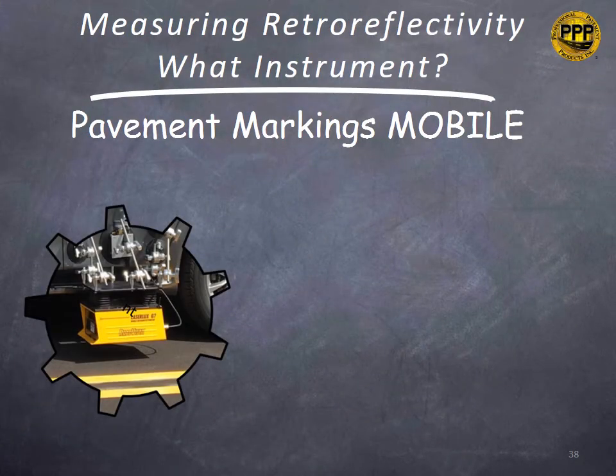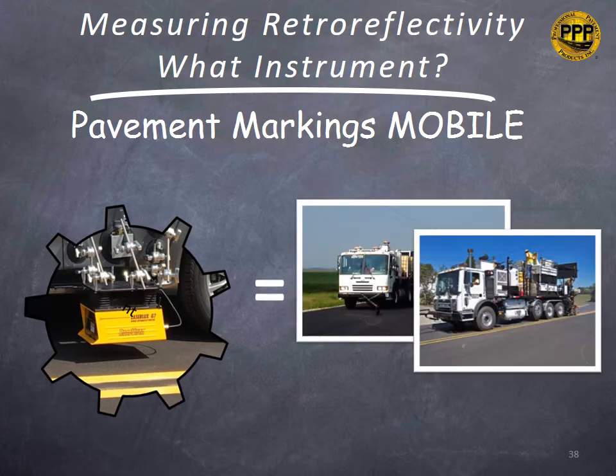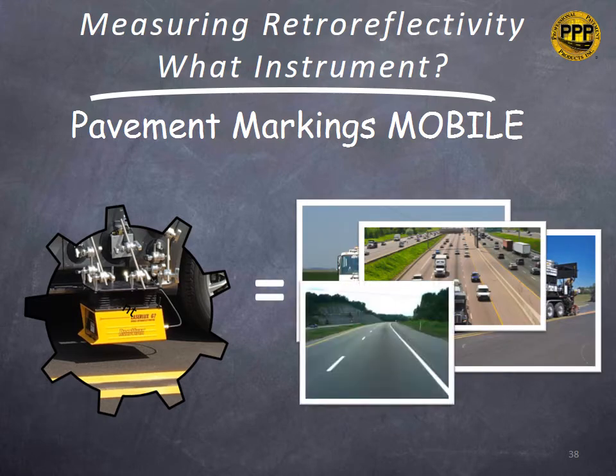The mobile pavement marking retroreflectometer is used to measure large quantities of pavement markings in the field. These devices take between 25 and 400 scans per second, allowing the measurement to be taken from a moving vehicle, making them great to test newly applied markings or determine the condition of existing markings on a large roadway system.